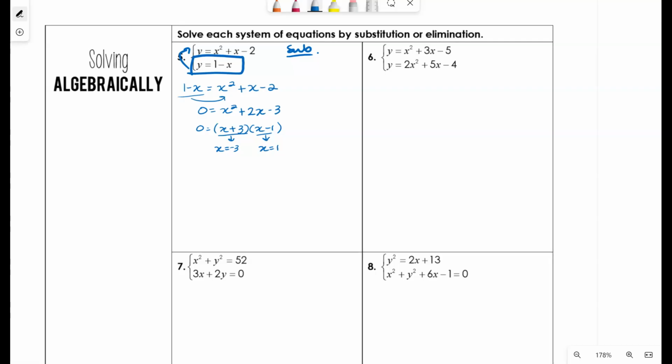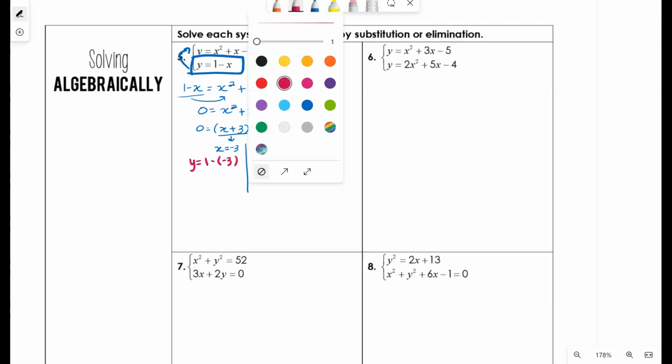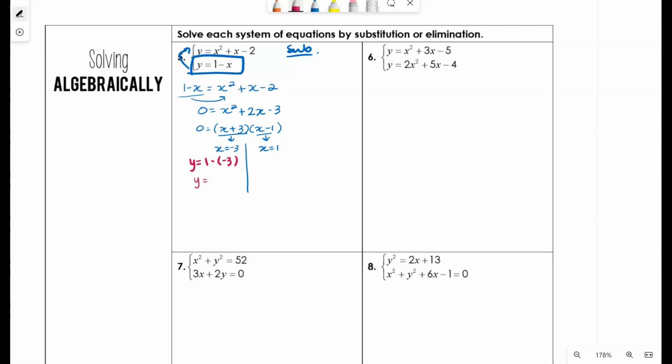Now I need to break this up and say, when x equals negative 3 and when x equals 1, what happens? So what does y equal? Well, y would equal 1 minus negative 3, so therefore y equals 4. And over here, we're going to have y equals 1 minus 1, so y equals 0. So our two solutions are (negative 3, 4) and (1, 0).